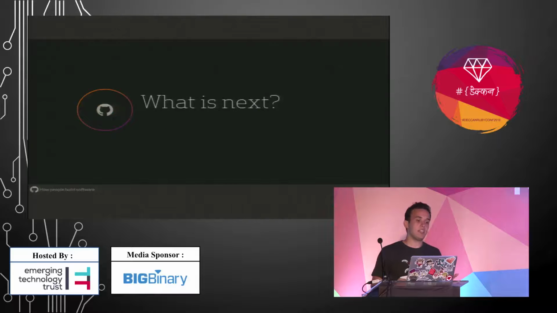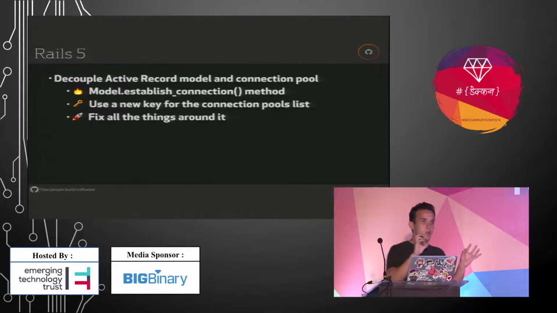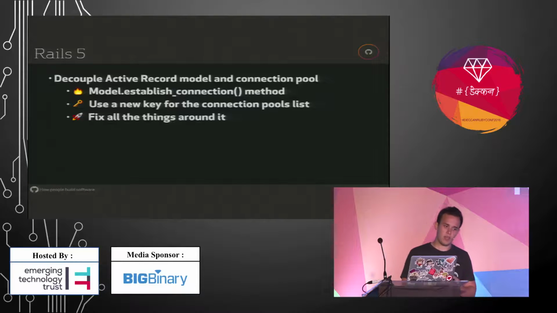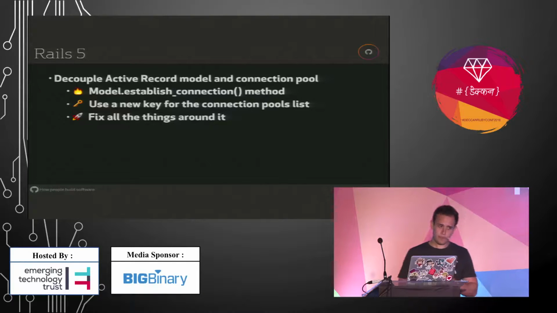So let me show what is next. What is next in terms of Rails 5? What is the work done in Rails 5 that changed this? In Rails 5, we decoupled the model and the pool. We pretty much made the connection handler not depend on the model anymore. That means a few things, right? First of all, that established connection method that I showed, we eventually are going to have to kill that method, because that method was called in the model. If we want to decouple those two things, we don't want that API in the model anymore.